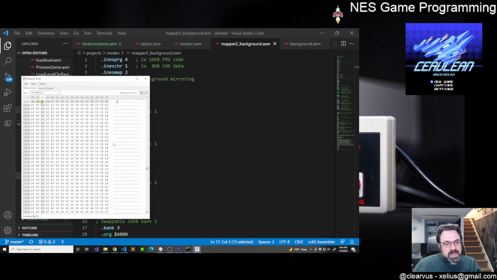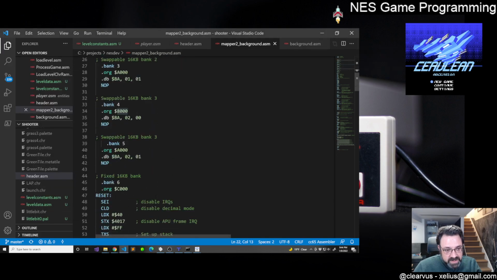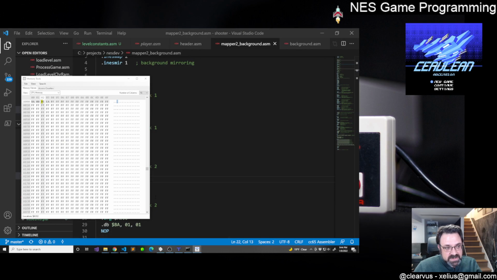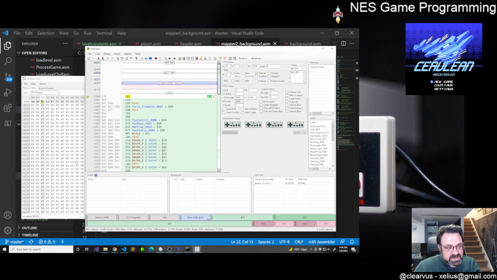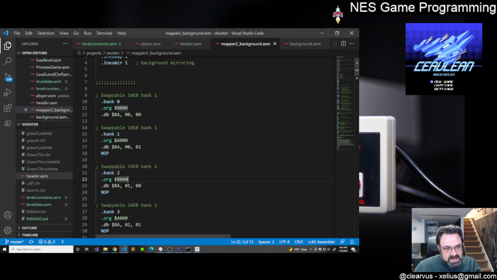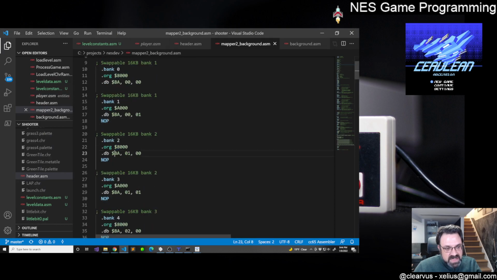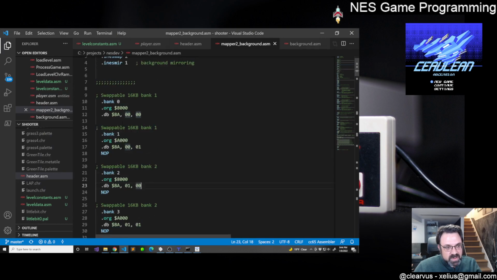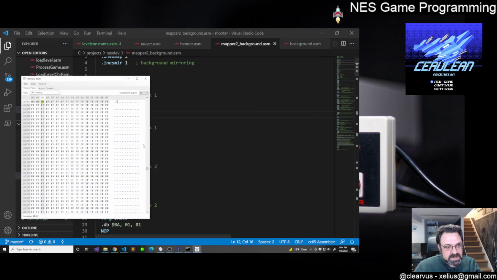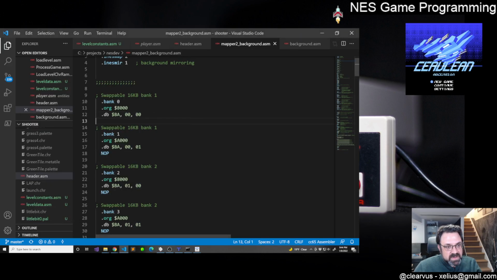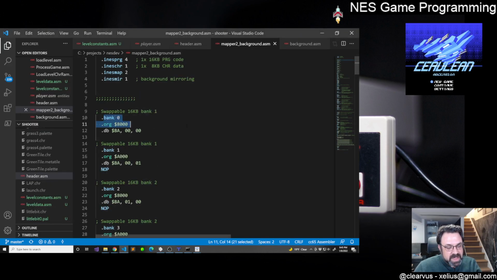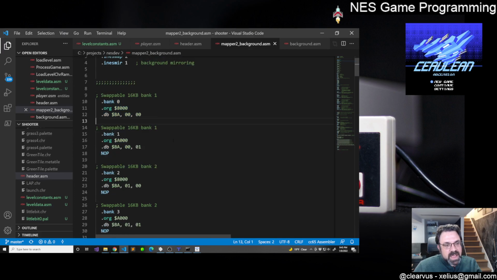Now, what about all of these other banks? How come this isn't doing anything? How come we don't see that data? Even though it said 8000 BA0100, that's not what we saw. We saw this. Well, that's because the mapper has selected at 8000 the first bank that we have in our code here.